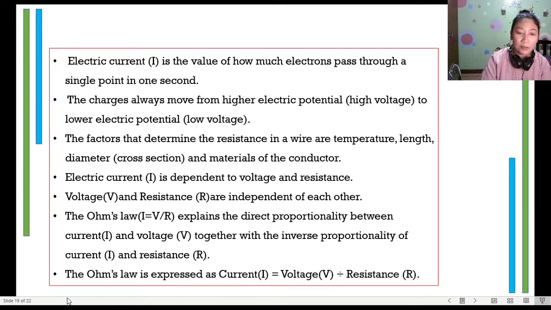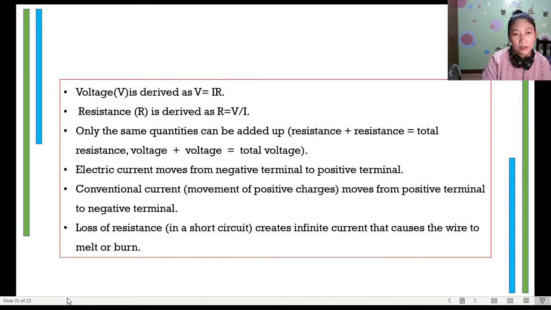The Ohm's law explains the direct proportionality between current and voltage, nabanggit ko na kanina, and inverse proportionality of current and resistance. The Ohm's law is expressed as current with a symbol I, voltage V divided by the resistance R. Ngayon yung three quantities natin. If we are looking for voltage, we have to multiply current and resistance. If we're looking for resistance, we have to divide voltage over current.